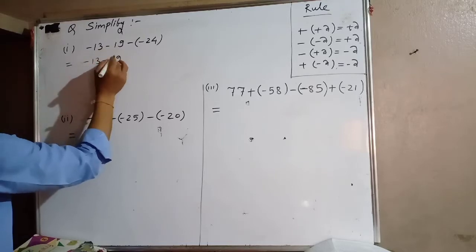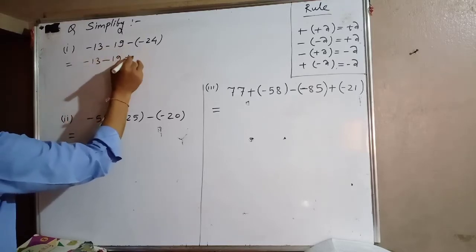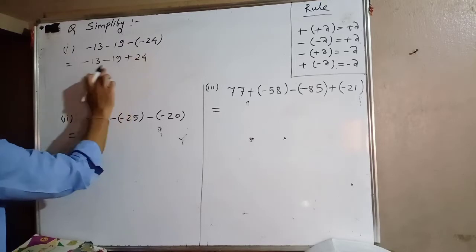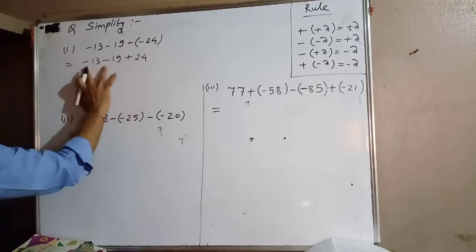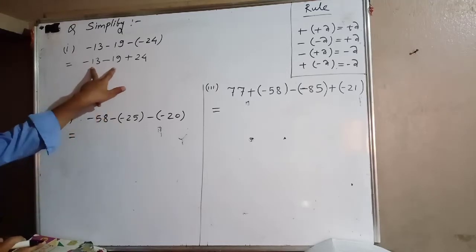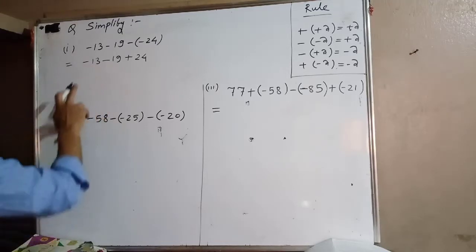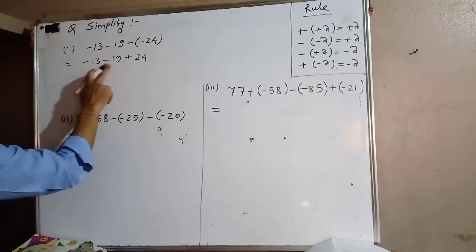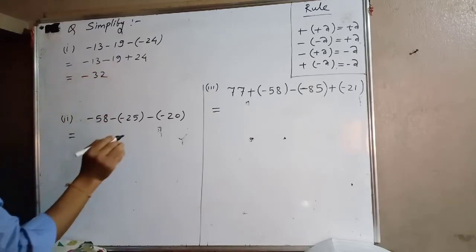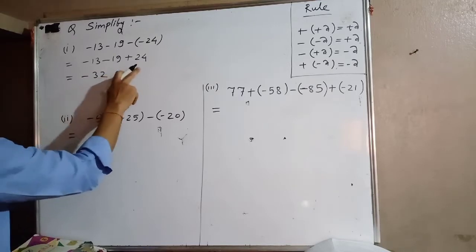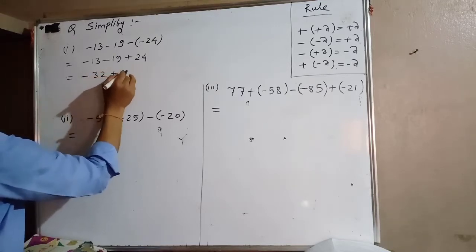Minus 90, minus minus is plus. Now there are three numbers and two numbers having a negative sign. When two numbers have the same sign, they will be added, 13 and 19. When you add 13 and 19, you get minus 32. Now plus 24 will come as it is.